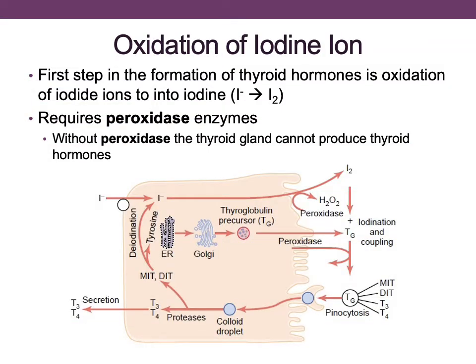Oxidation of iodide ions into iodine. The first step to the formation of thyroid hormones is the oxidation of iodide ions into iodine. This requires an enzyme that's only located inside thyroid follicle cells called peroxidase. Without peroxidase, the thyroid gland cannot oxidize the iodine, and without oxidized iodine, you cannot produce any thyroid hormones.